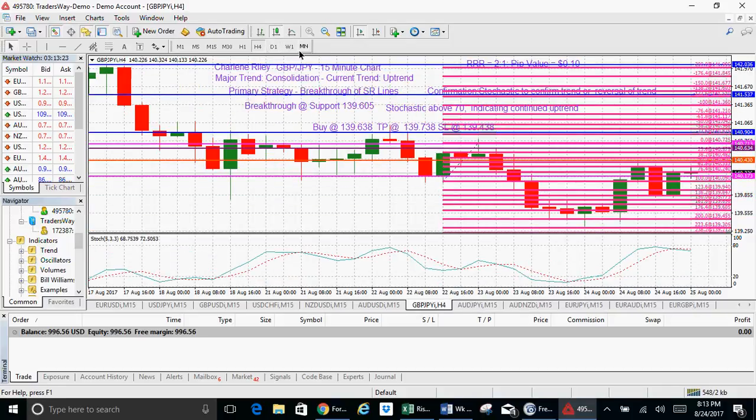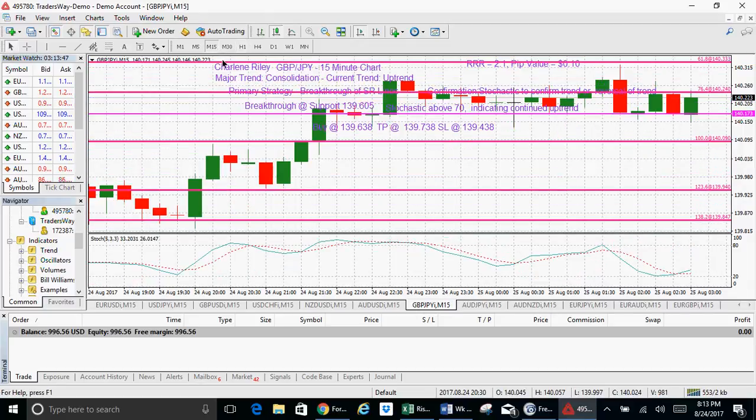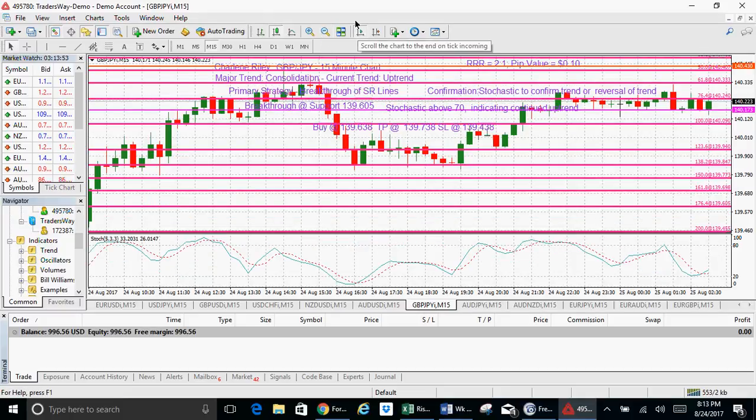Looking at the 4-hour chart, I can see the overall major trend as a downtrend. And looking at the 1-hour chart, a lot of choppiness, up and down and up, and now consolidation. And looking at the 15-minute chart, which is where I execute my trades, I see consolidation.